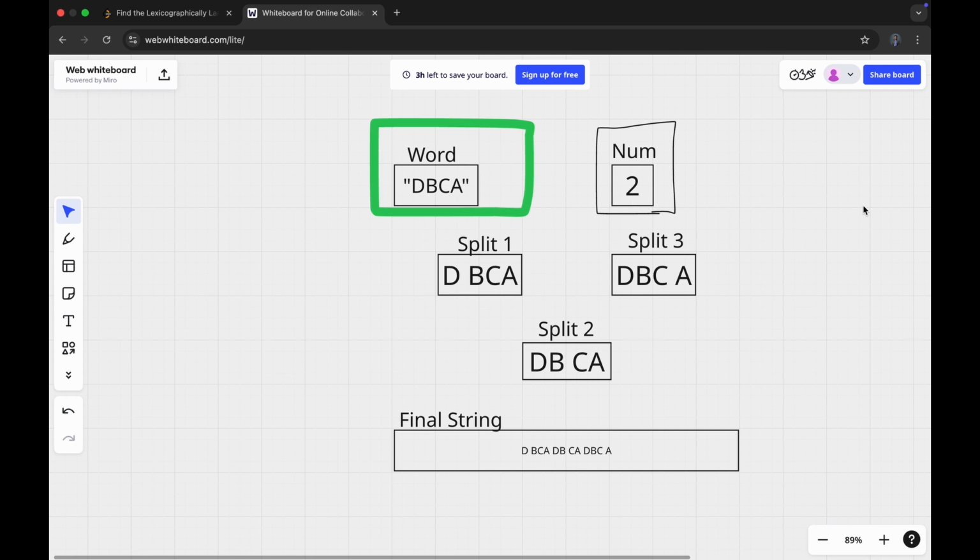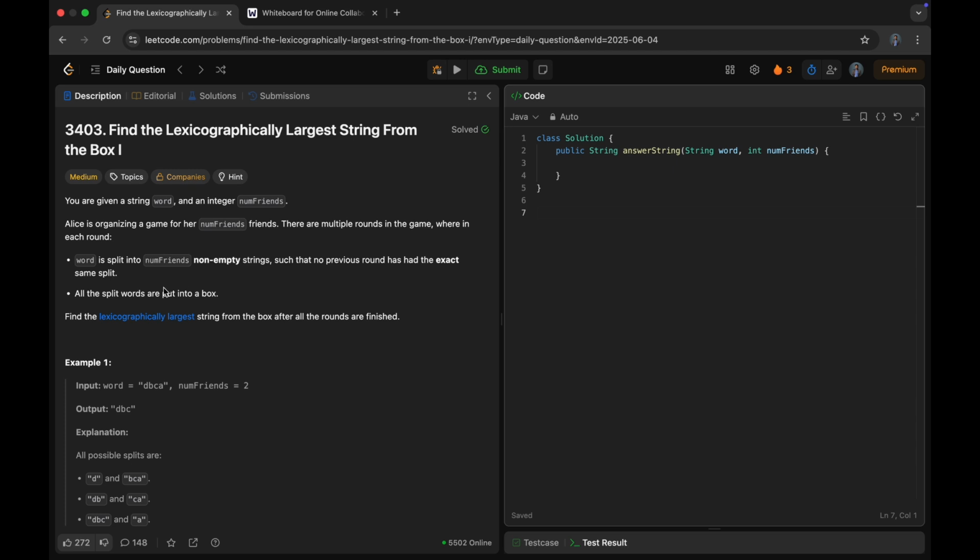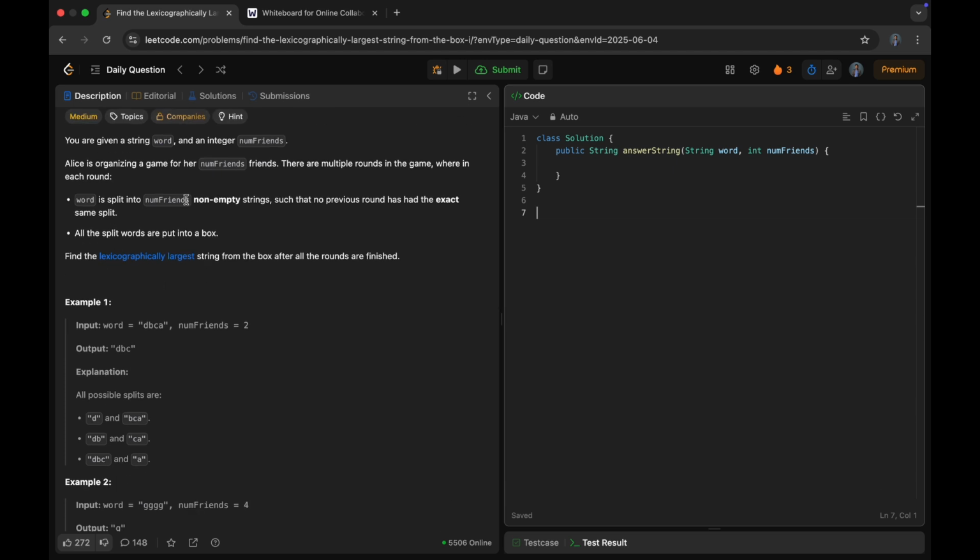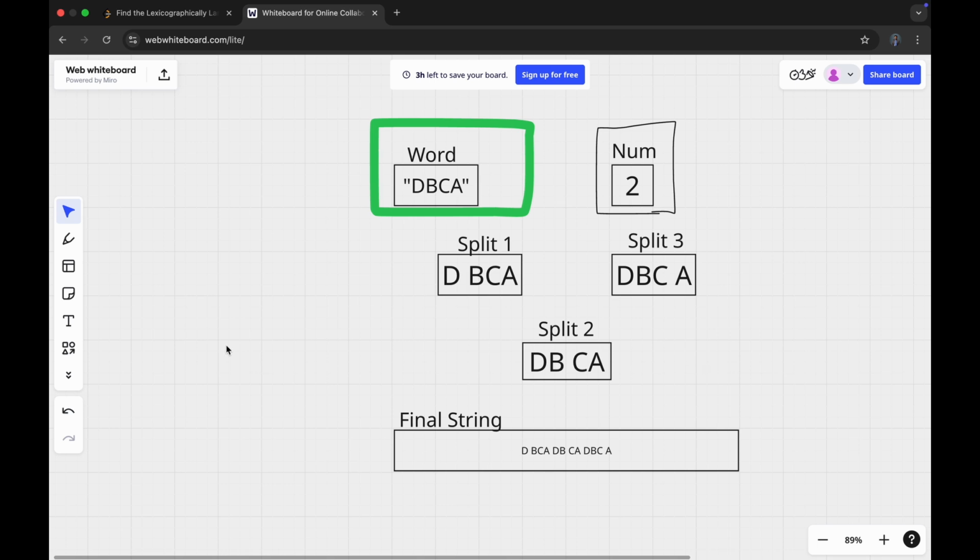Now we can't split it further, because if we try to split it further, it will become dbca as one string and the other substring would be empty. But in the question they have clearly mentioned that they are non-empty strings, so it is not possible. So now we need to pick the largest one from this box.